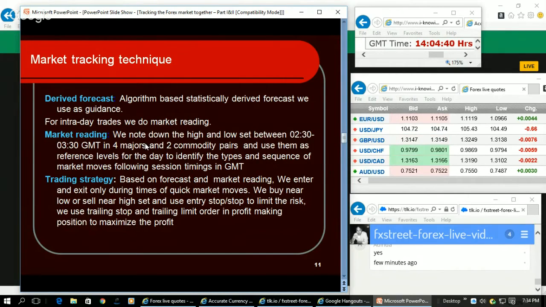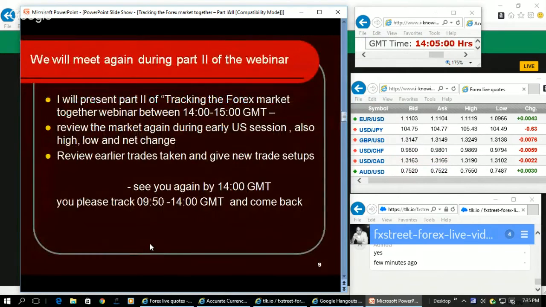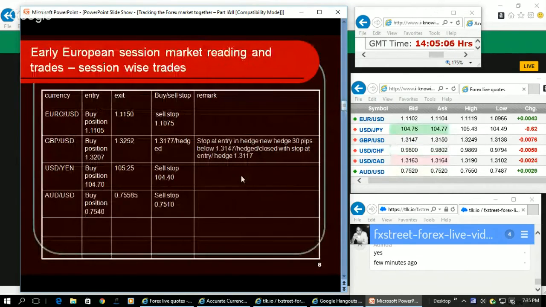Now I'm going to focus more on the trading strategy in this particular part, because many of the traders, when they use the hedge, are really worried about how exactly the hedging has to be handled. And for that, I'm going to go back to the positions I took during the European session and show you what happened to those positions.